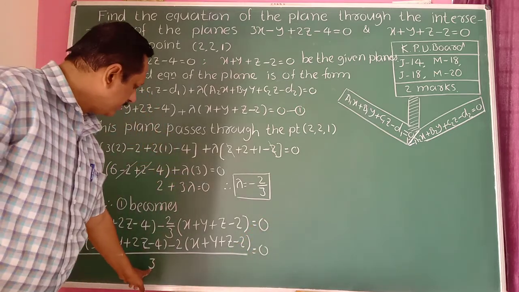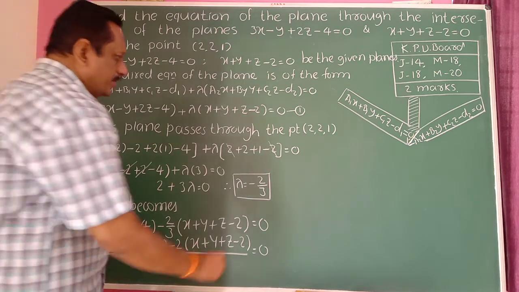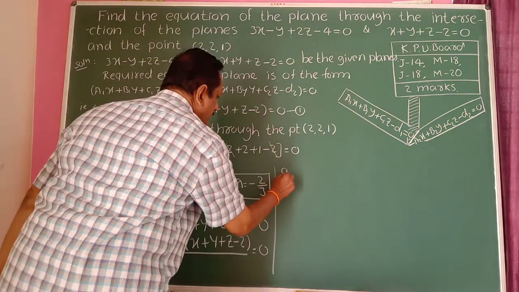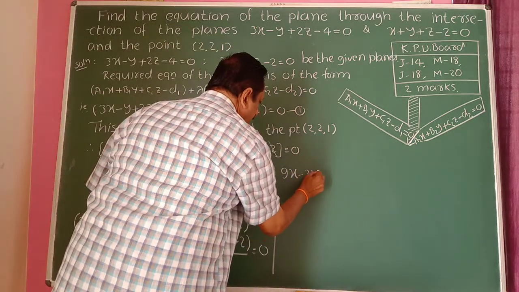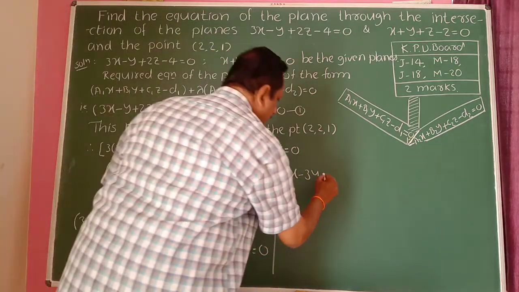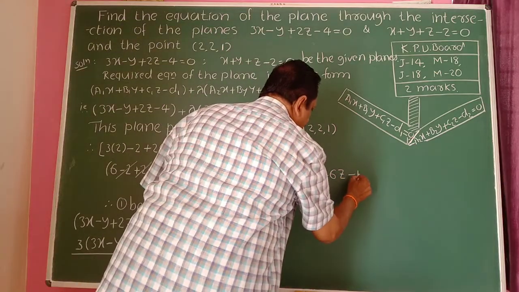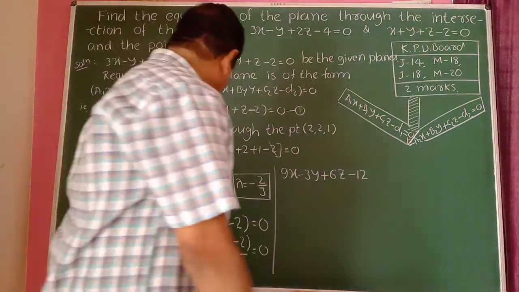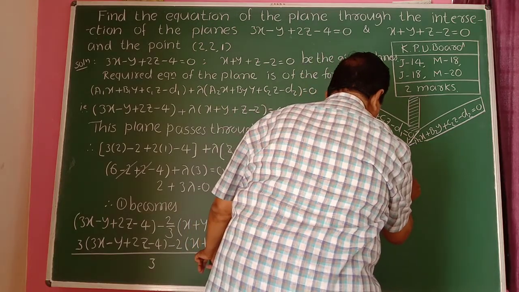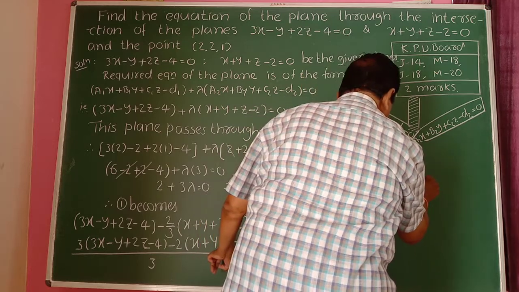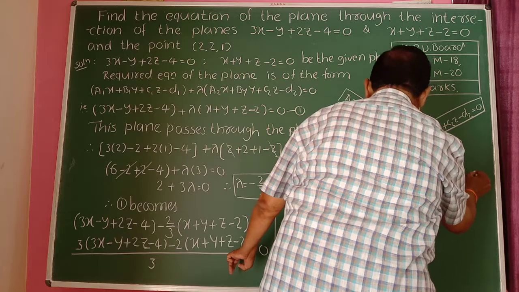Take this 3 to the right side: 0 into 3 becomes 0. Then 3 threes are 9, so 9x. Then 3 into y, minus 3y. 3 twos are 6, so 6z. And 3 fours are 12, minus 12. Then 2 into x, minus 2x, then minus 2y, minus 2z, and minus 2x that is equal to 0.